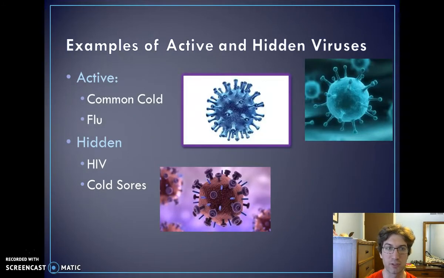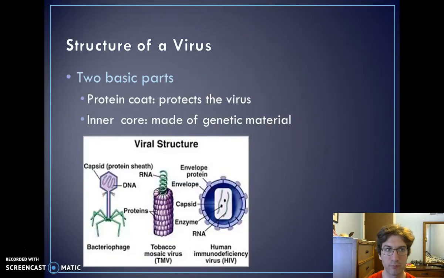Active viruses, just for some examples, are your common cold or your flu. Hidden viruses you can think of as HIV, which is the virus that leads to AIDS, or cold sores. If you ever get cold sores around your mouth, that virus has been in you for a while. It just so happens to stop being hidden and move out of that dormant stage and start reacting, and that's when the sore forms around your mouth. Eventually it'll go away, and then years later you might get another one, but it might be even from the same cold sore virus. It was just laying hidden inside your cells.